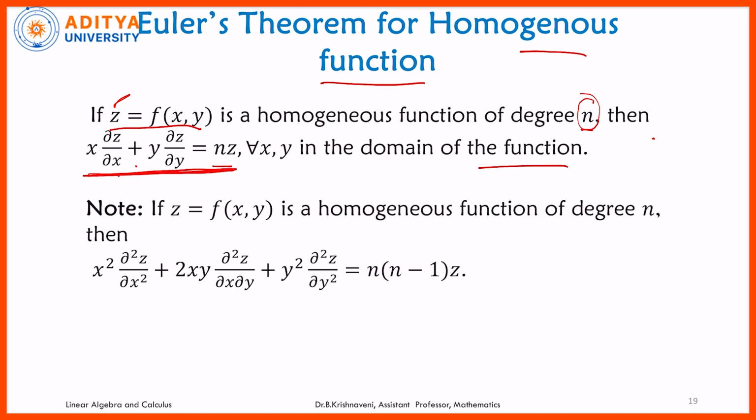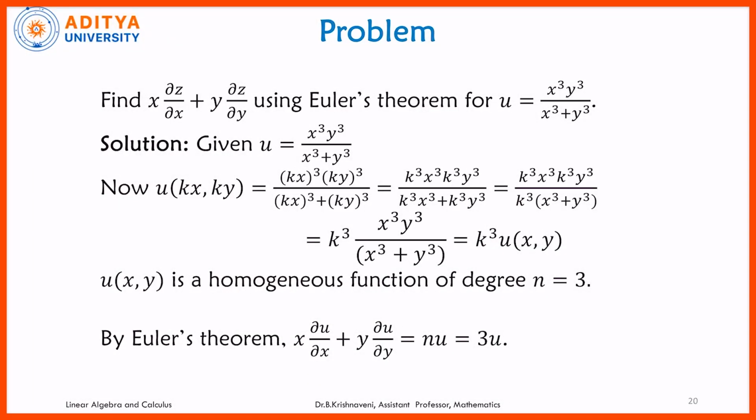So here you note that if z = f(x, y) is a homogeneous function of degree n, then x² ∂²z/∂x² + 2xy ∂²z/∂x∂y + y² ∂²z/∂y² is equal to n(n − 1)z, which gives the second-order Euler's theorem for homogeneous functions. Now let us apply Euler's theorem to find partial derivatives or evaluate this kind of questions very easily. So now let us apply Euler's theorem for this.